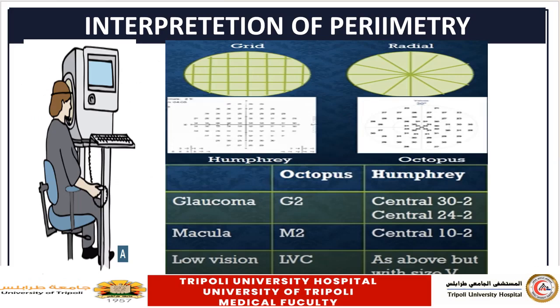Now, as far as the grid of the pattern of the perimetry, you should notice the difference between Humphrey perimetry and octopus perimetry. Humphrey takes the shape of a grid, like a square picture. However, in octopus perimetry, it is a radial pattern, so it has this appearance. So just by looking at the map, you can know whether this is an octopus or a Humphrey perimetry. These are the different patterns in octopus, like the G2, the M2, and LVC, and these are the different patterns in Humphrey. We will go through each one of them.